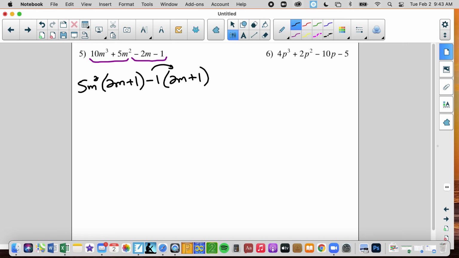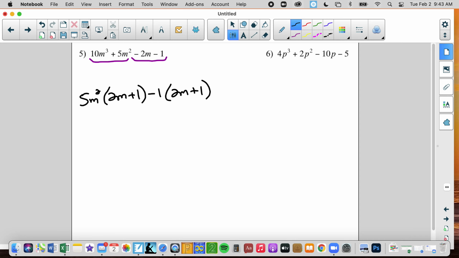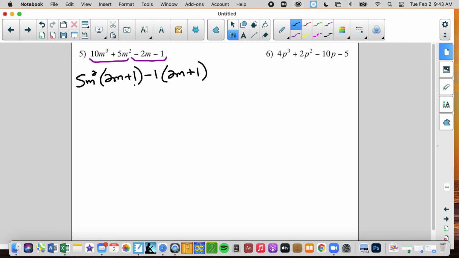Remember, we can check by redistributing it out. Negative 1 times 2m gives me negative 2m. Negative 1 times positive 1 gives me negative 1. That has to hold true. Okay, so that's a nice way of checking also. Plus, we know we did it right because my parentheses are the same. 2m plus 1, 5m squared minus 1. Not the difference of squares. It is two terms, it is subtraction, but they're both not perfect squares. Okay, so that would be my answer.